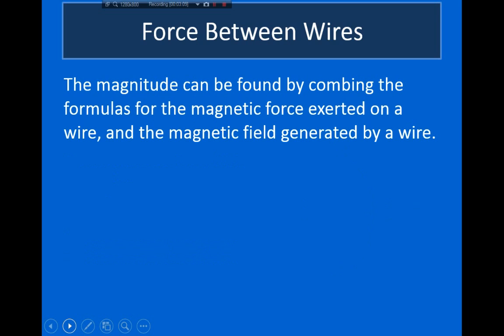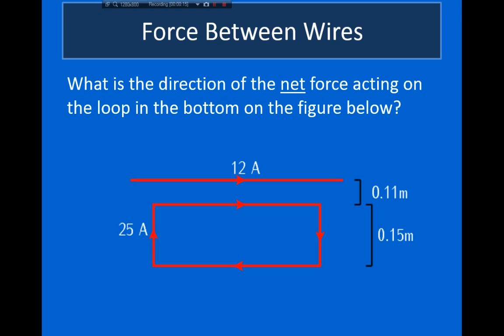So let's take a look at a very simple conceptual example. In this example, we have a long current-carrying wire that's placed next to a current-carrying loop. And the question I want to ask is, what is the direction of the magnetic force exerted on this current-carrying loop? You may want to take some notes on this because I'm going to ask you to calculate the total force exerted on this loop in the problem set.